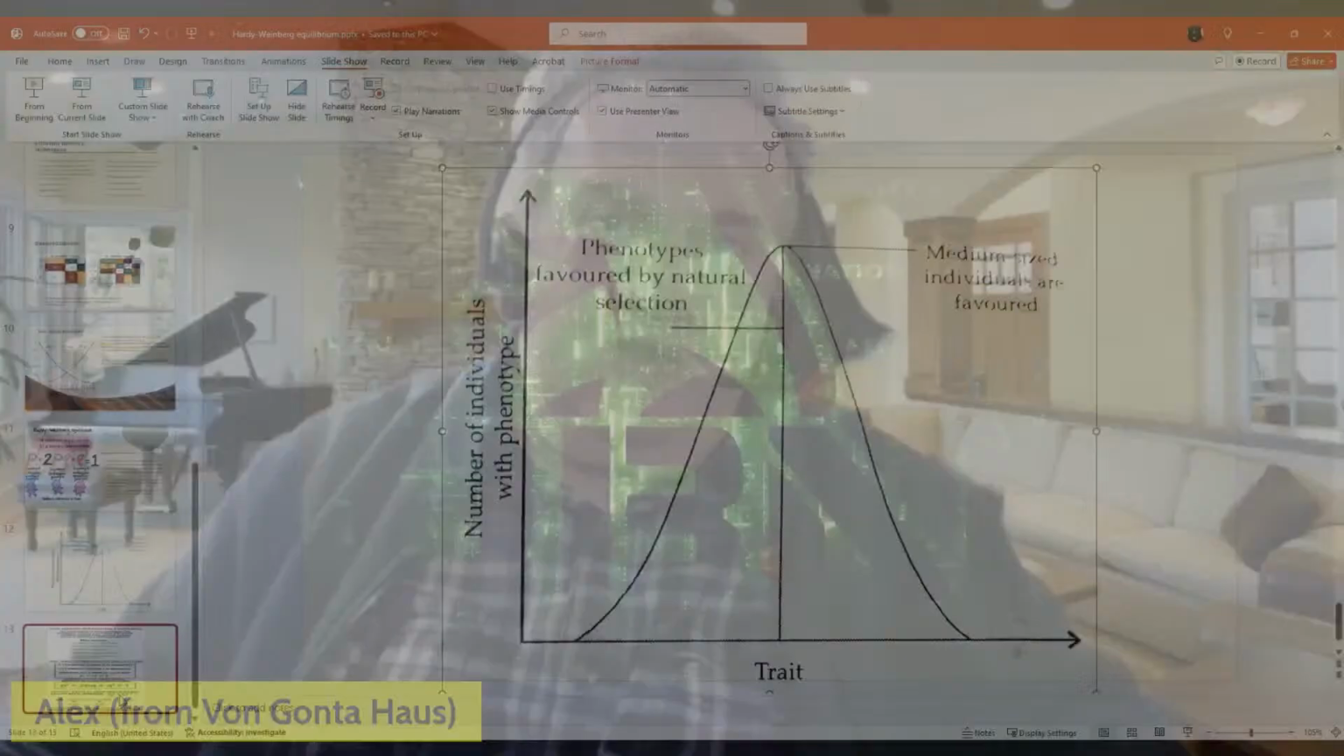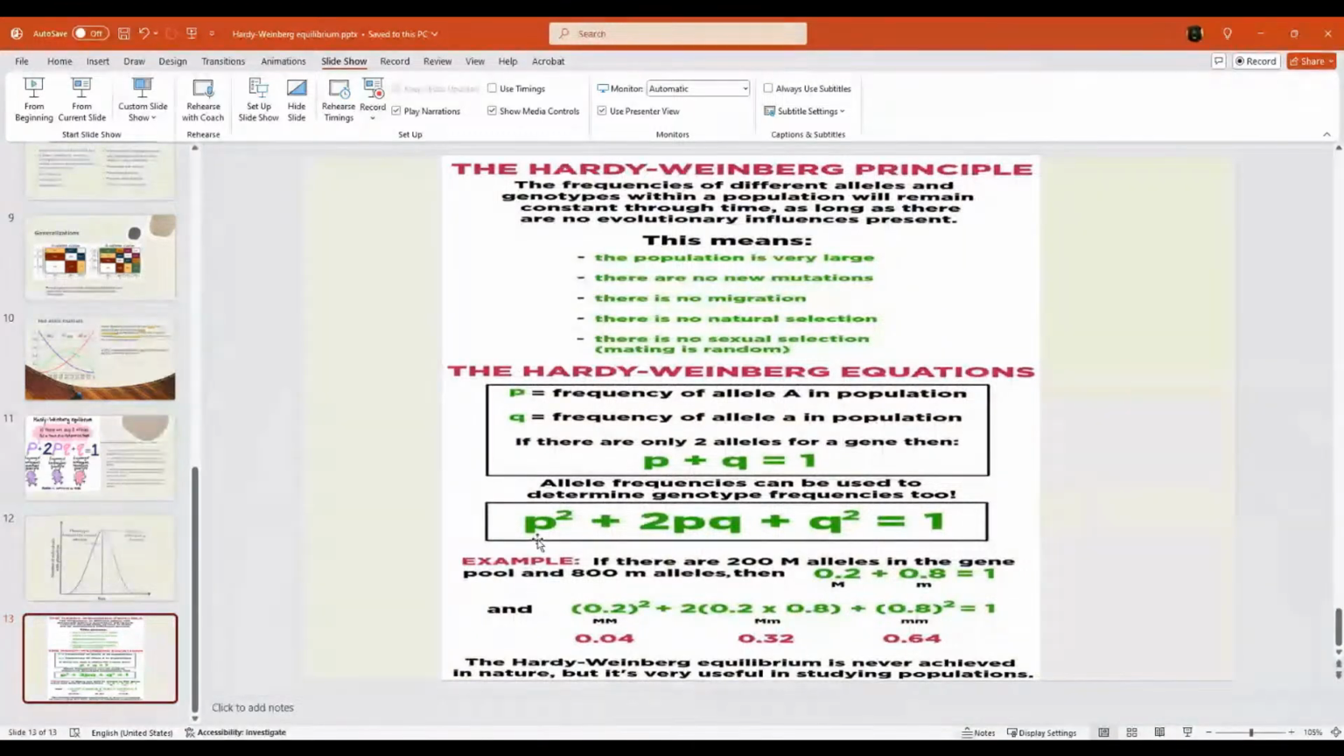And then very quickly an example, because all of this makes sense with examples. So again, the assumptions: population is very large. There are no mutations. Again, not true. There are mutations. There's no migration. Again, not true. There is migration. There's no natural selection. Not true. There is natural selection, or you wouldn't believe in Darwin's theory of evolution if you didn't believe in natural selection. And there's no sexual selection. Mating is random. Well, that's not true.